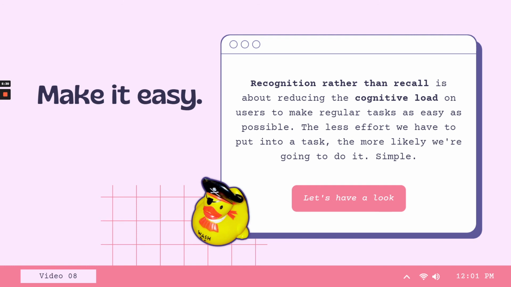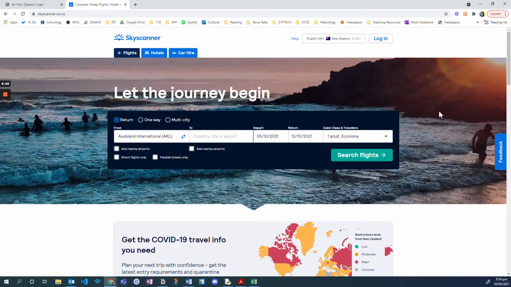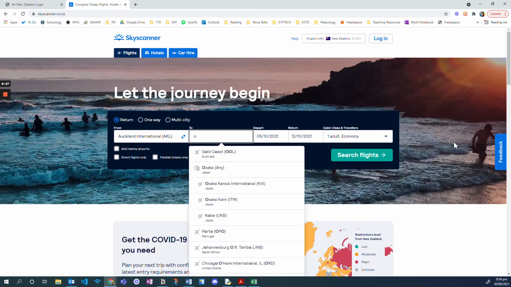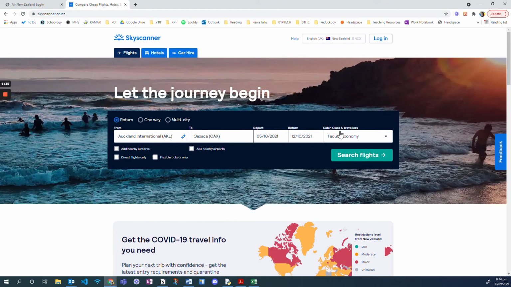Let's have a look at this in action. Alrighty, now let's imagine we're in that ideal world where travel is open again, it's post-pandemic, and I want to go and travel in Mexico. And I've heard that Oaxaca is a really awesome place to go in Mexico. Problem is, I can't remember how to spell it. What am I going to do? I know that it starts with O, so I'm going to try O, and then, I've got some options. And then, there you go. First one on the list, Oaxaca. Done. That is recognition rather than recall at work.